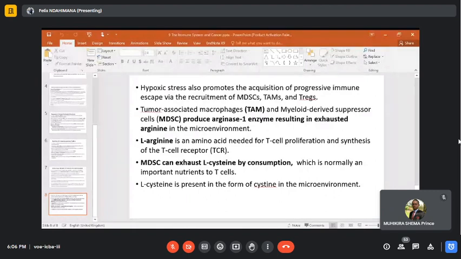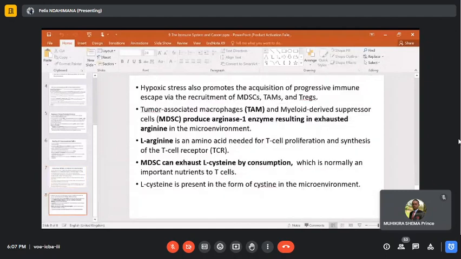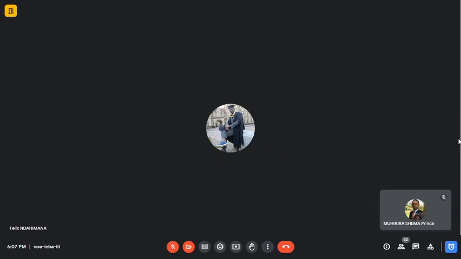So in summary, these are some of the strategies that are used by cancer cells to avoid the immune response.